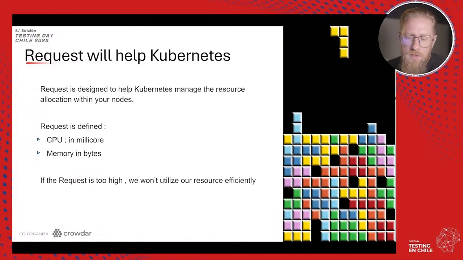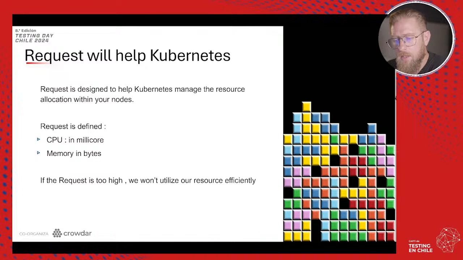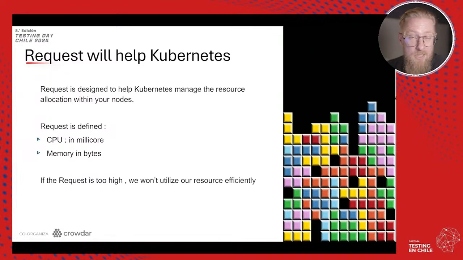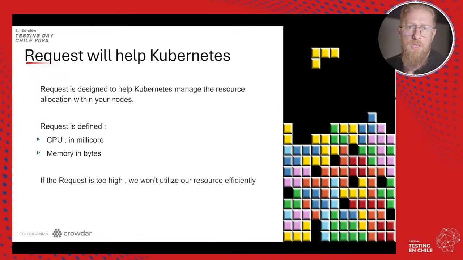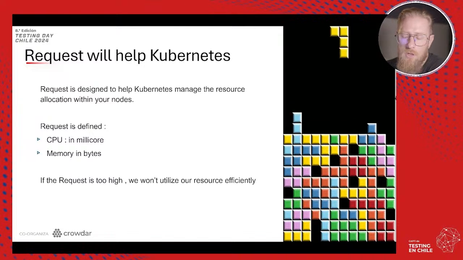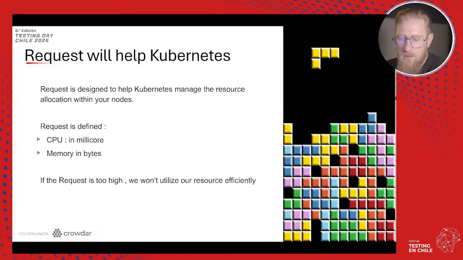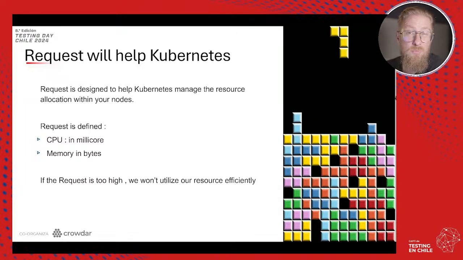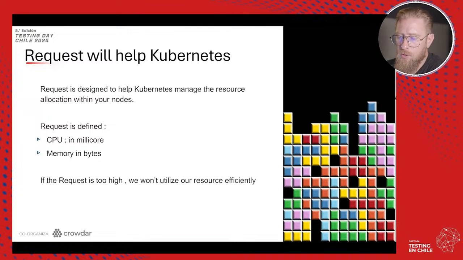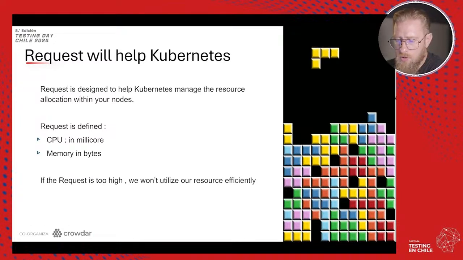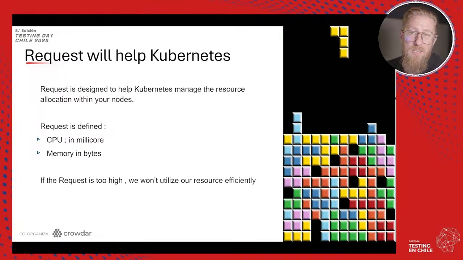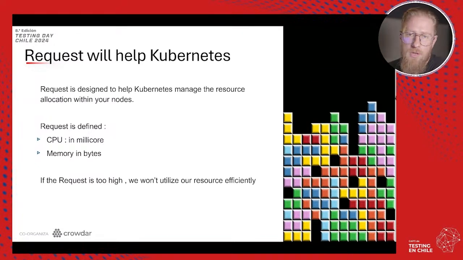The CPU request will be defined in millicores, the memory request will be defined in bytes. So if you do the right tests, then no surprise, it's going to be quite easy to define. Nothing very difficult. People tend to put very high values, and that's not a good practice, because in the end we will block resources on the nodes, so we will not utilize the nodes of our cluster efficiently, because we will allocate resources for nothing.